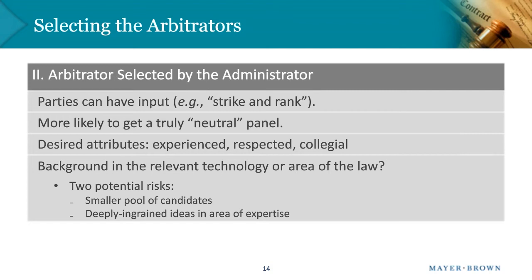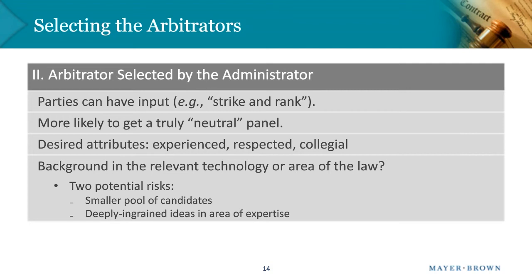None of them will know exactly how they were ranked by each of the parties. The desired attributes that we recommend are again the same: experienced arbitrators, respected, with a reputation for collegiality, because remember, the goal is to reach a consensus. One interesting question that often arises in this circumstance is whether or not you want to select arbitrators who have a background in the relevant technology or the area of the law, patent law, for example. And in many cases, the arbitration clause will include a provision requiring this background.